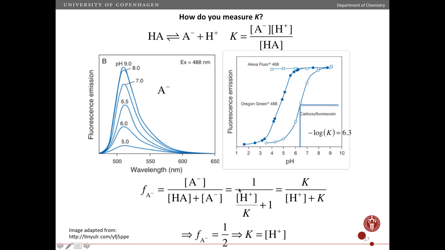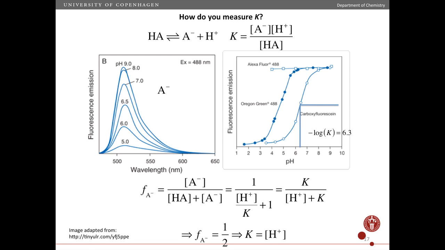Then you can do some algebra where you rewrite this as a function of the concentration of protons and K. You get this expression by solving the equilibrium expression for the concentration of H, and you can rearrange it with some algebra to get this expression here. So this fraction is given by this expression. When this expression is a half, that means that the concentration of protons must be equal to the equilibrium constant.